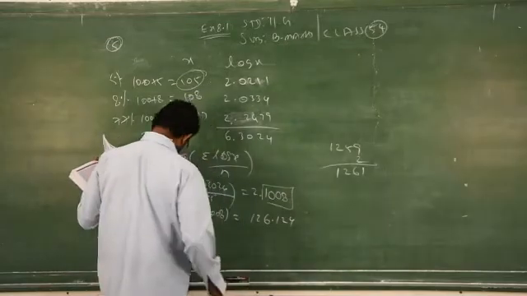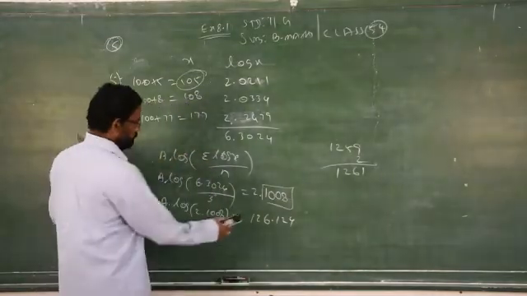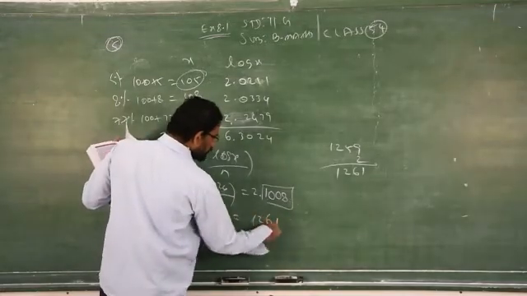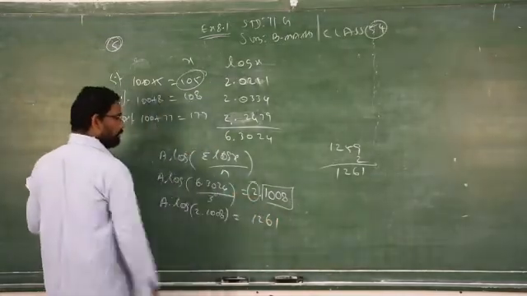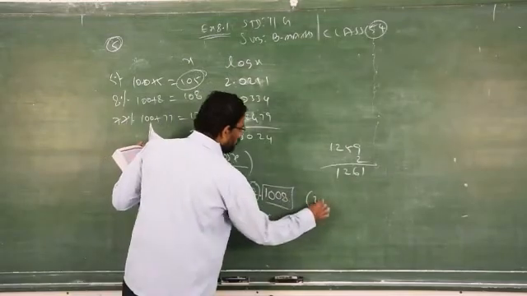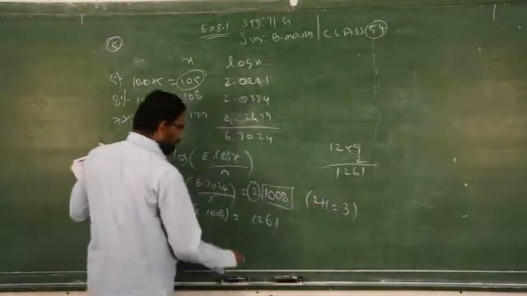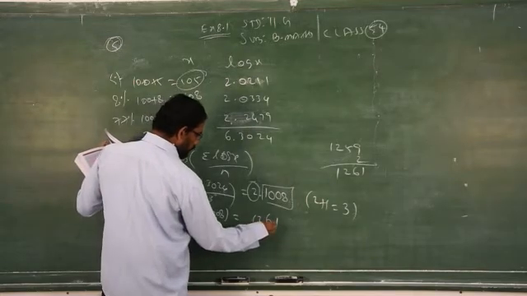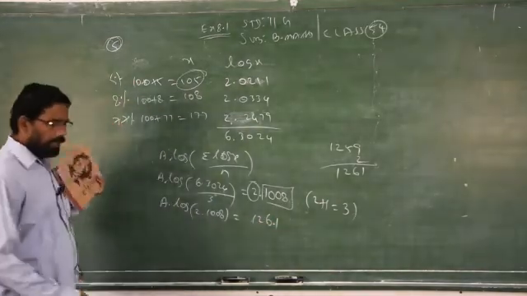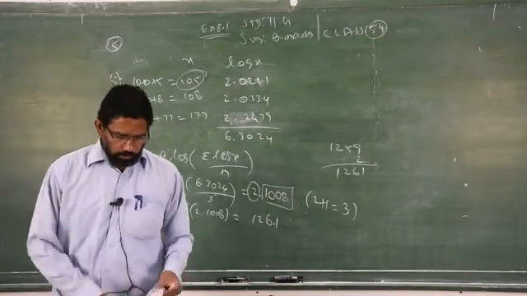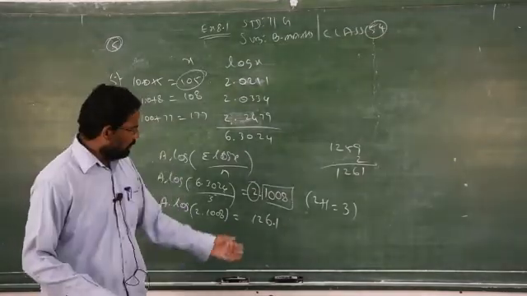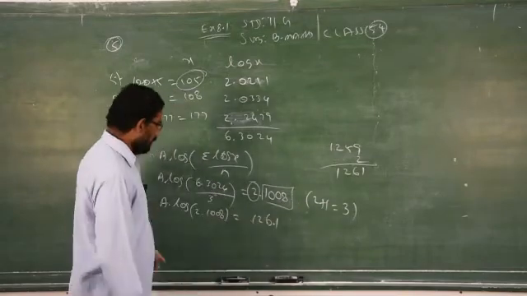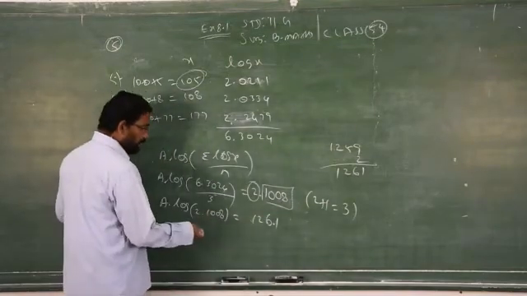Clear? So you can write 1261. But what is the integral part? 2. You have to add. 2 plus 1 is how much? 3. So you have to count 3 digits from here. 1, 2, 3. So the answer is 126.1. Clear? If you use logarithm, you will get 2 more extra digits. But that is nothing wrong. You will get the same answer. Clear? So how to find the antilogarithm?